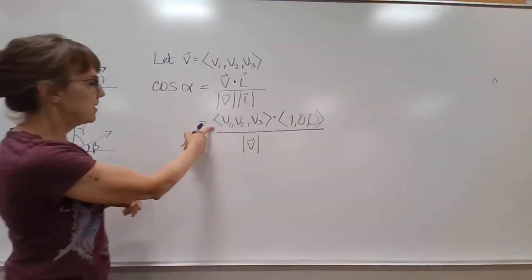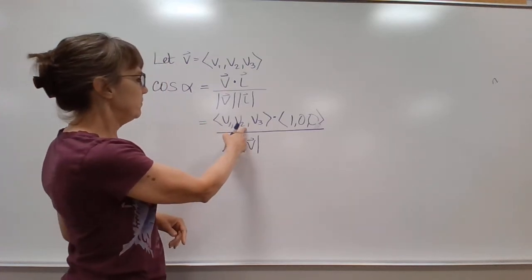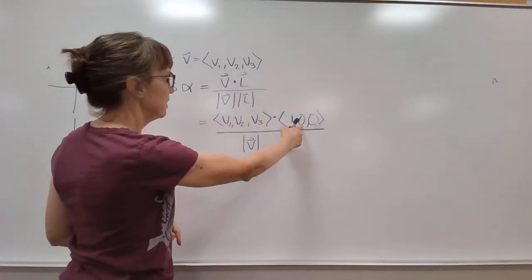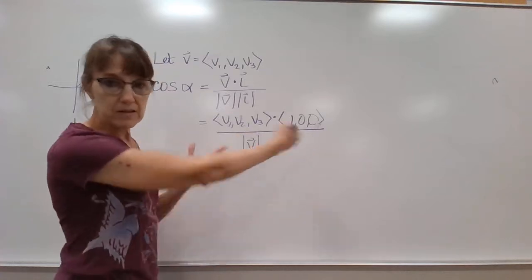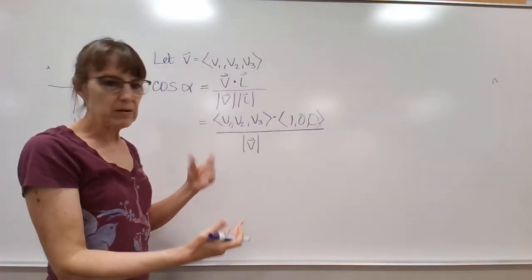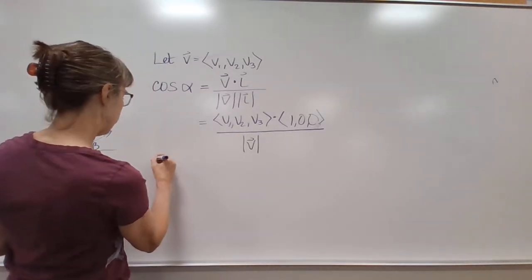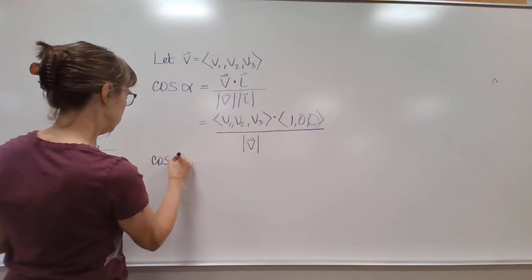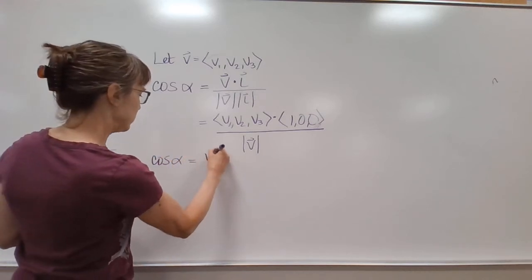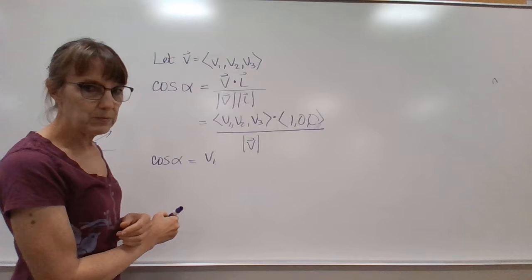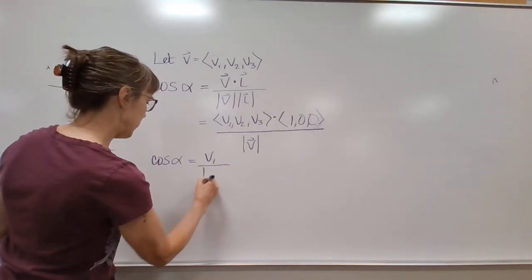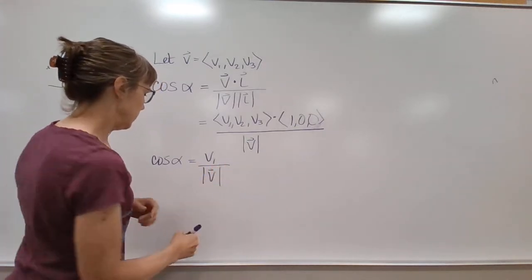Well, look what happens with the dot product then. I have V1, V2, V3, dot product with 1, 0, 0. So my second 2 components disappear, they're multiplied by 0. And I have cosine of alpha is just the first component, just the x component, over the magnitude of my vector.